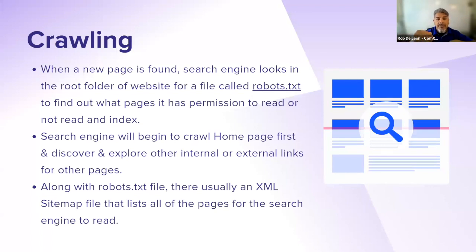So along with the robots.txt file, there's usually an XML sitemap that lists all of the pages for the search engine to read. So when I say a sitemap, it'll say like home, about us, services, and any pages within that. And you can imagine a picture, right, with all of these different pages. And that's what this file does. So between the two, the robots and the sitemap, it tells the search engines everything that we want it to find, where to keep looking, and everything that's coming in.